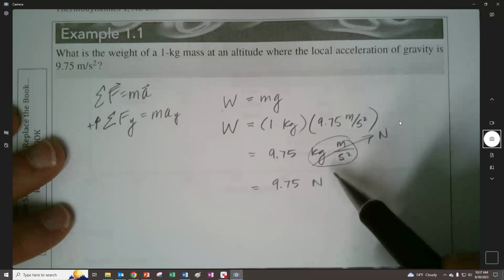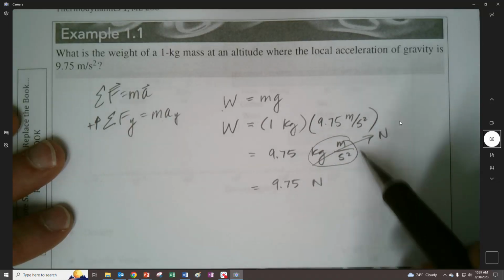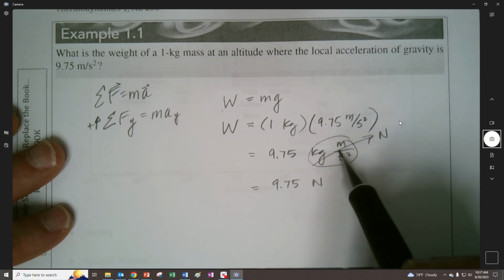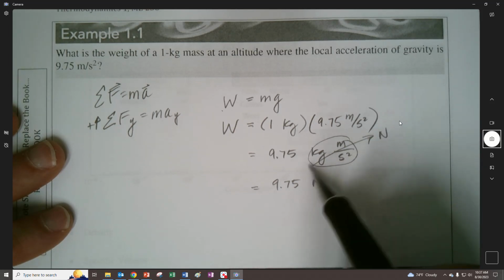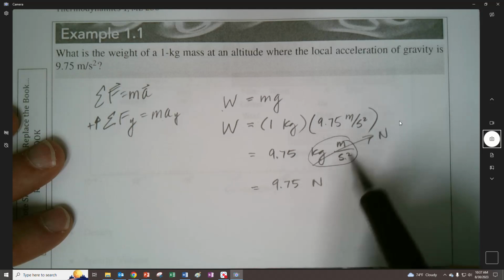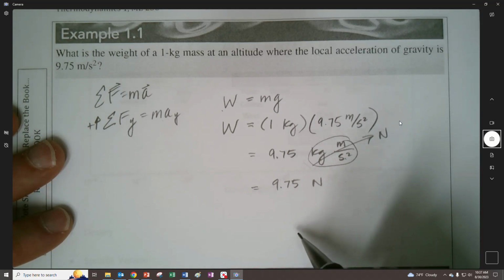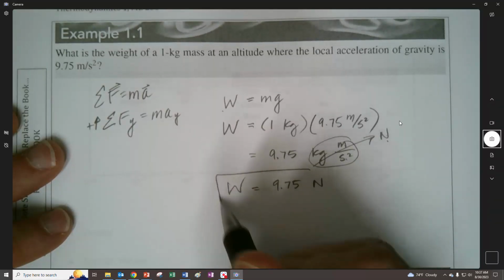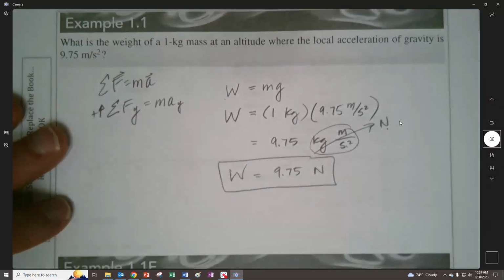I think that's a better way than trying to think up a conversion factor, or multiplying by some other thing. Anytime you see this collection of units, it turns into a newton. So here's your answer, and I prefer that you box your answers at the end.